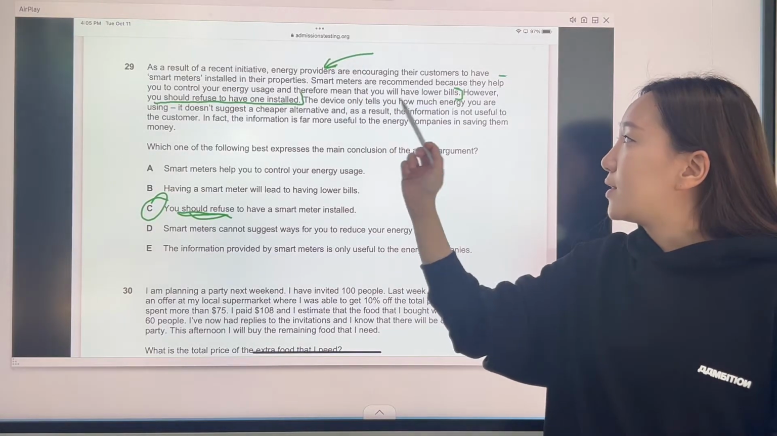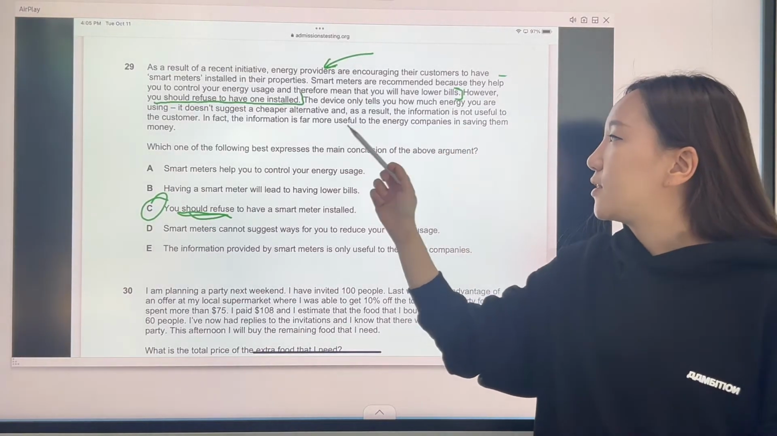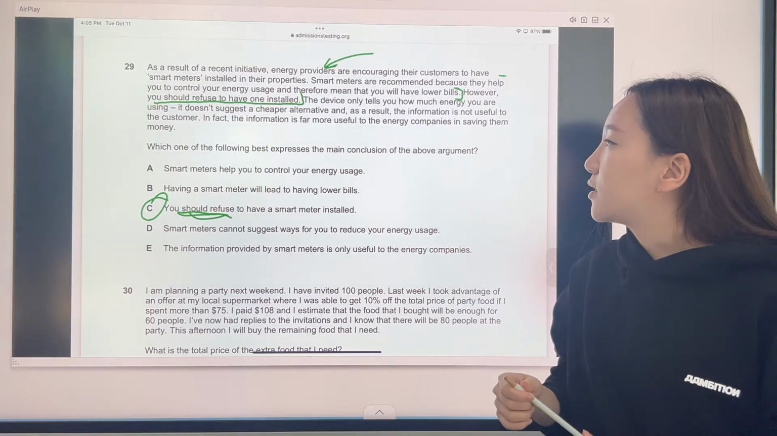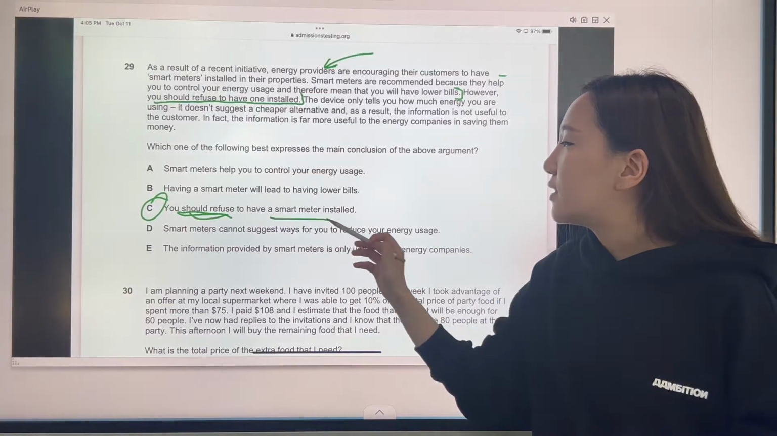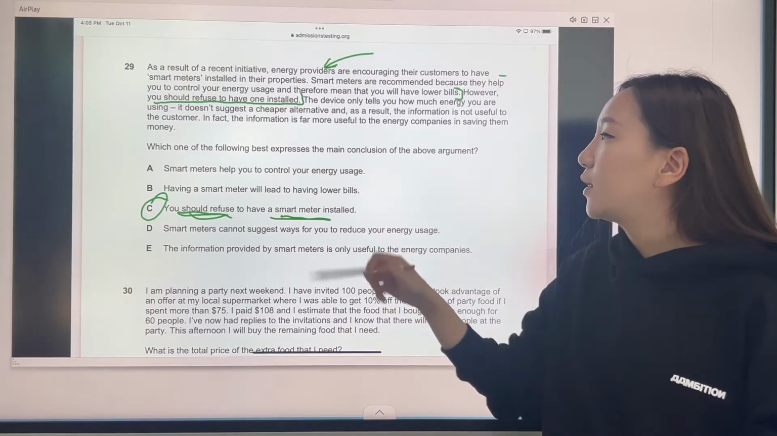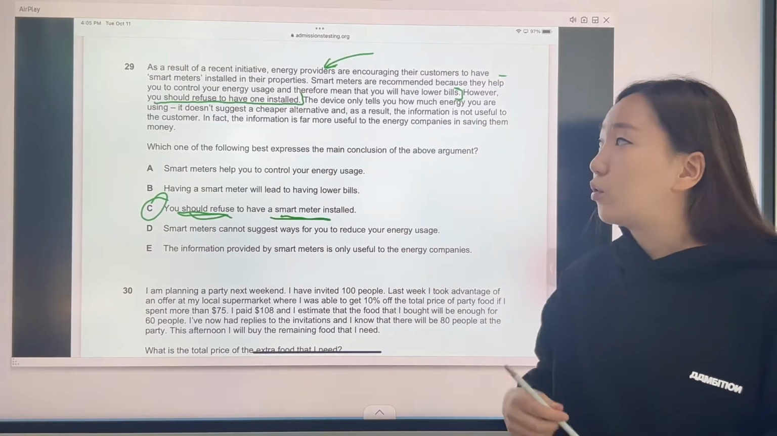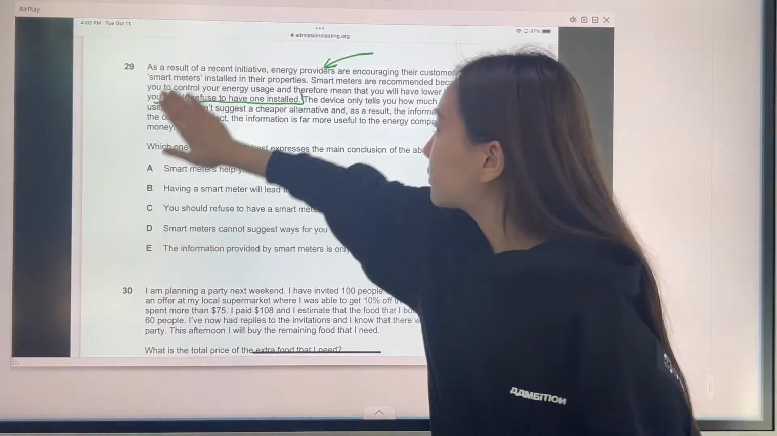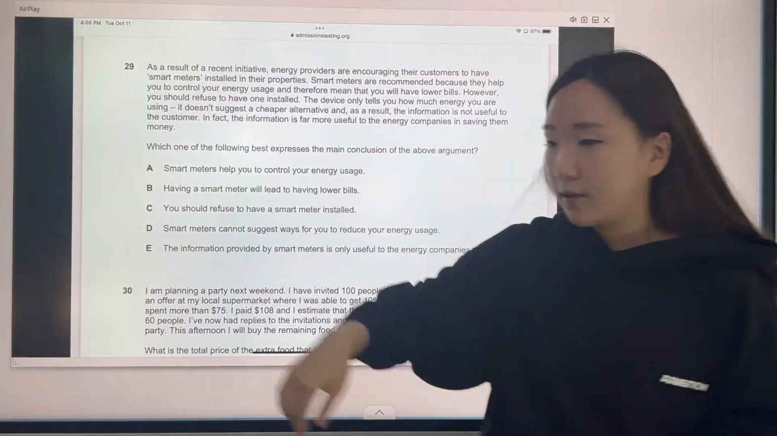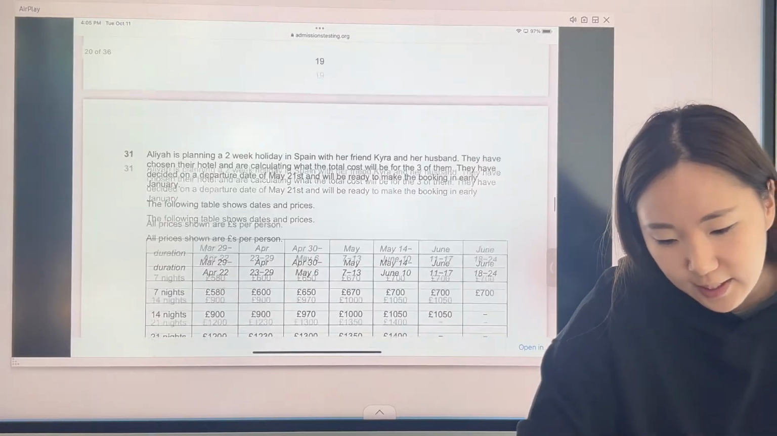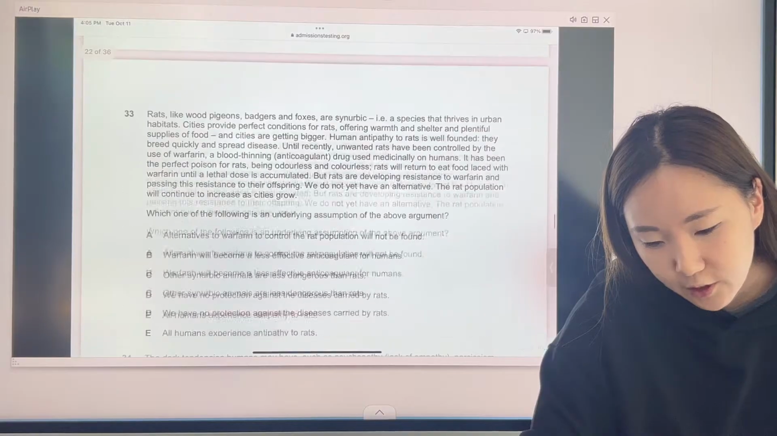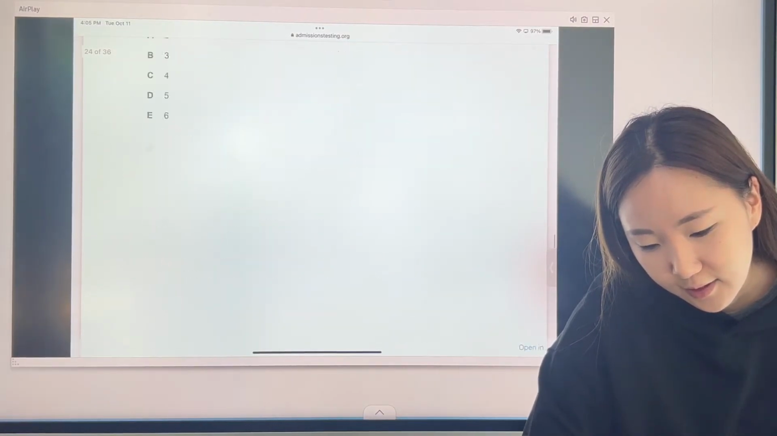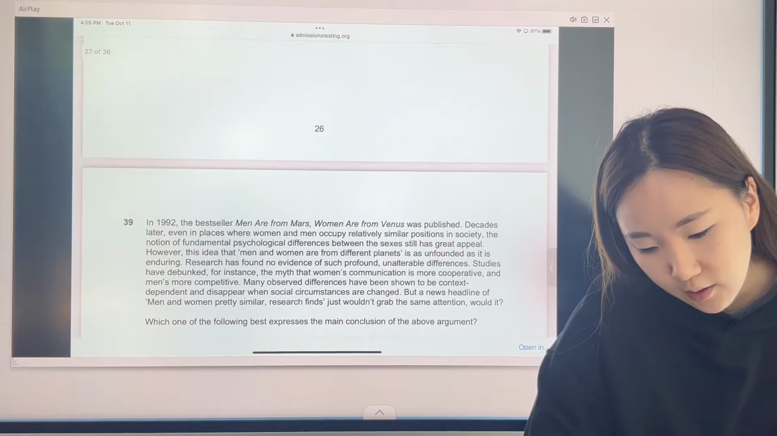So the reason is the device only tells you how much energy you're using. It doesn't suggest a cheaper alternative, and as a result, the rest of it is going to be fairly pointless to read. But as you can see, it is this answer. It is exactly the same one. In this case, you don't have to go searching for what it's talking about. You're just directly copying it over. Okay, so as I said, follow along, and hopefully this should be nice and dull. Is really what we're trying to get to.